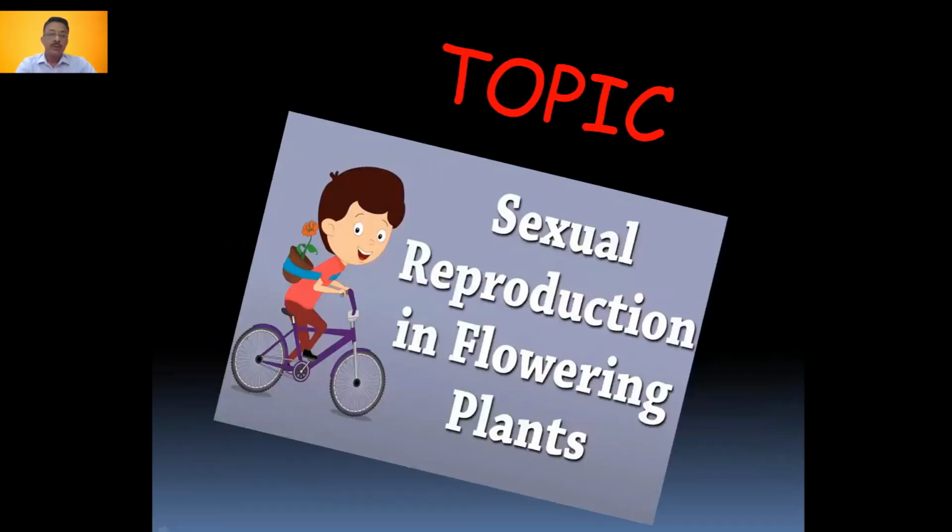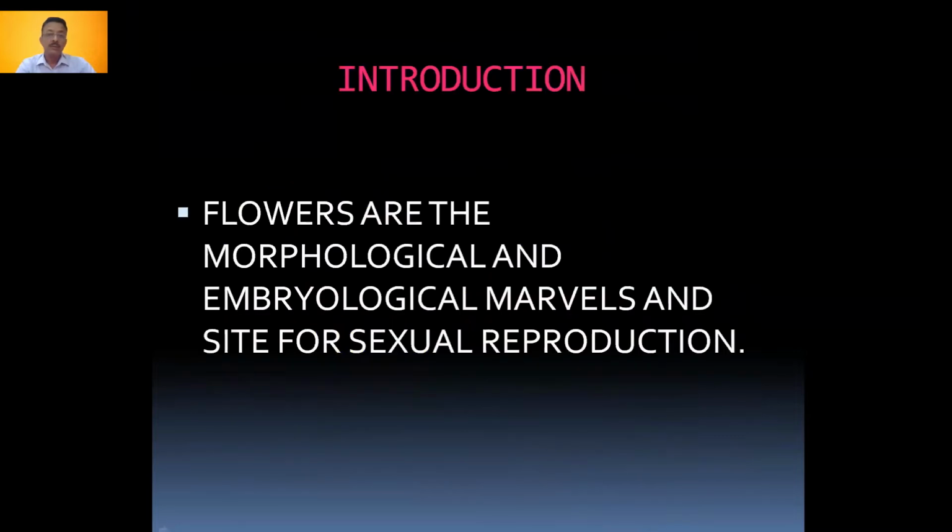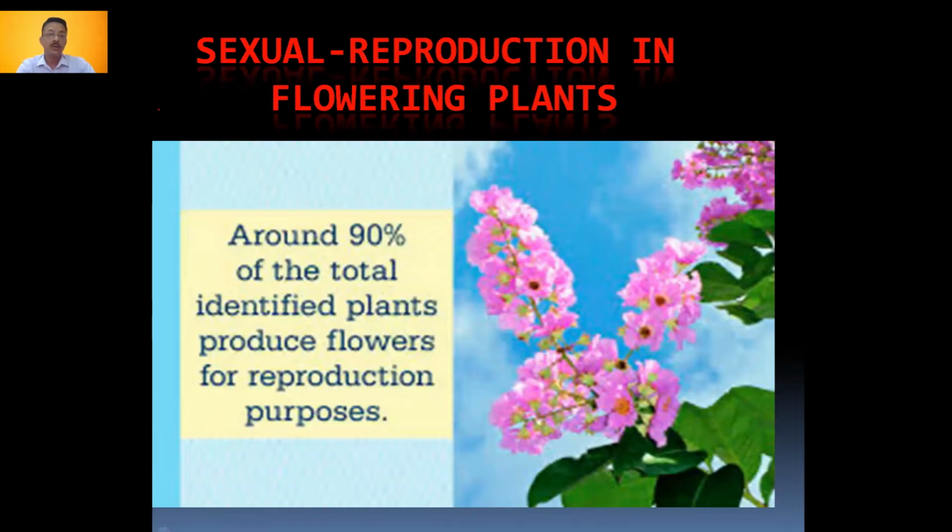The topic is sexual reproduction in flowering plants. Now, what is the basic requirement to discuss sexual reproduction in flowering plants? We will start from the flower. Flowers are the morphological and embryological marvels and the site for sexual reproduction in flowering plants. In the world, about 90% of the total identified plants produce flowers for reproduction purposes.